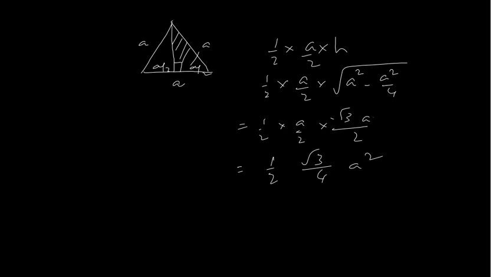So you want to do it for the total. So total triangle area equal to 2 times of this. Therefore root 3 by 4 a square.